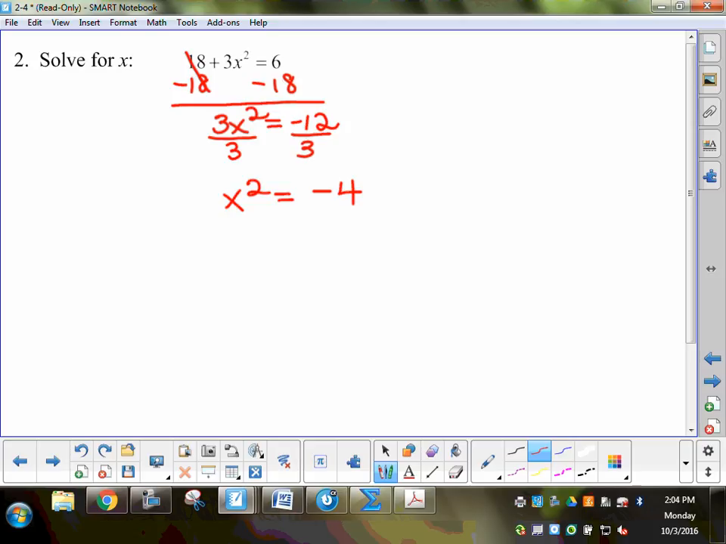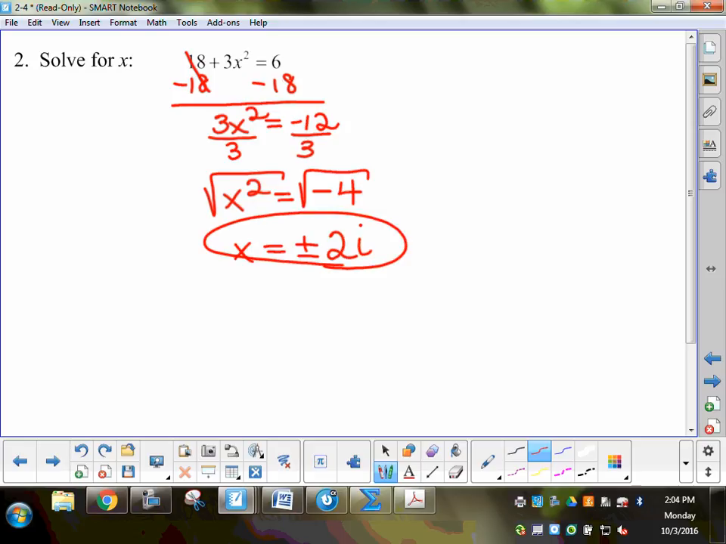What do we do now from here? Rebecca? You take the square root of negative 4, which is positive or negative, plus or minus what? It should be 2i, the square root of 4 with an i tacked onto it. Questions on that?